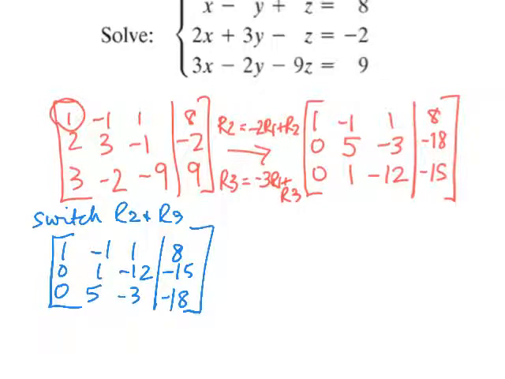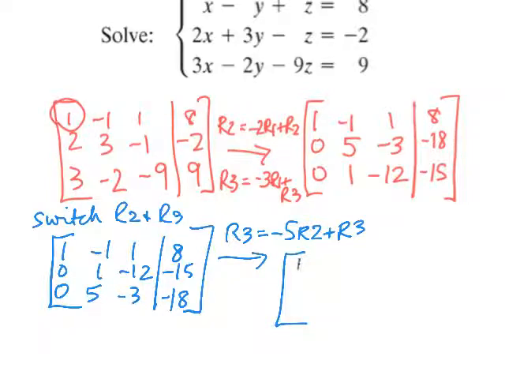All right, so now I need to get the 5 to be a 0. So I am going to take row 3 and replace it with -5 times row 2, so use the one above it, plus row 3. And it's not changing row 1 or row 2. But it will change row 3.